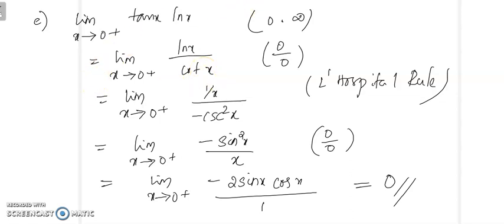Now let us look at the next type of indeterminate form. So next is the indeterminate form of type infinity minus infinity. And now when you take infinity minus infinity form, that can be of different types. We can have plus infinity minus infinity. Accordingly, the same form will give us different forms.